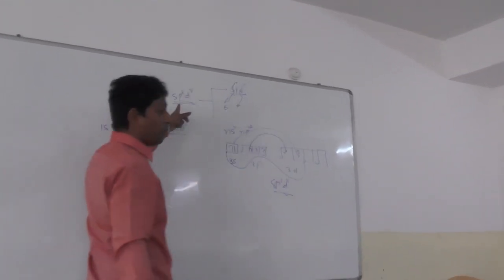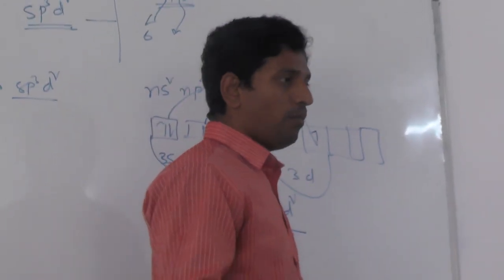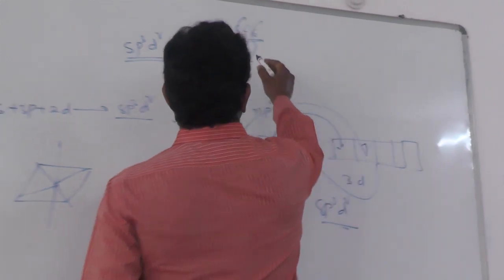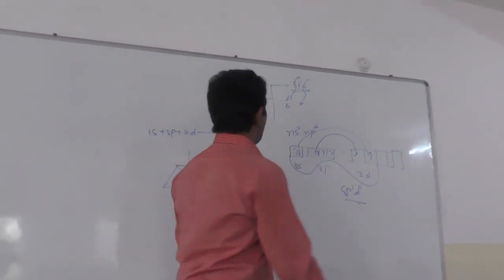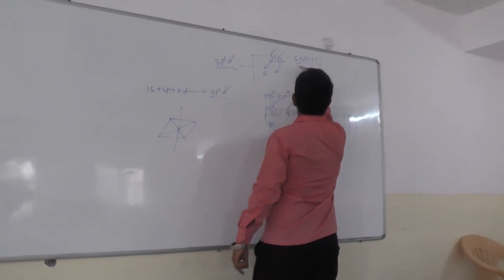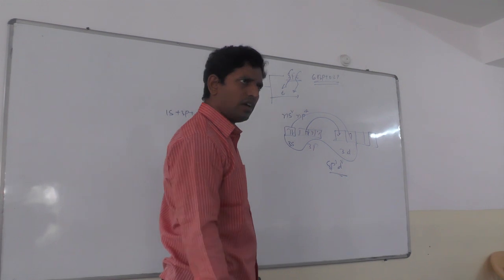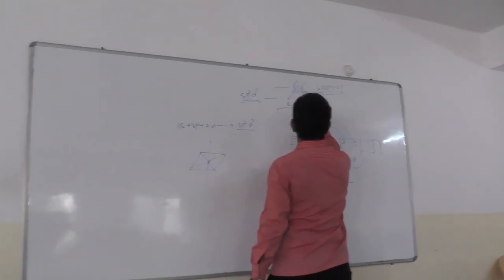So here the number of lone pairs is equal to 0, because there are no lone pairs, only bond pairs. So this is the SF6 model: six bond pairs plus zero lone pairs. And another example is BrF5.